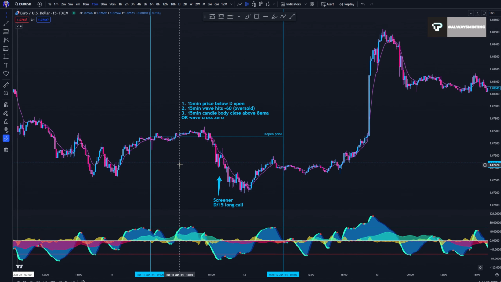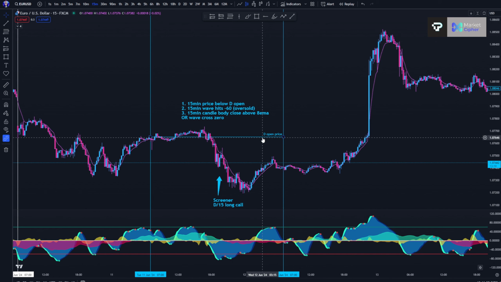I've had a few people asking me lately, what is D open? I'm not really sure what to say about that. The daily open is the daily open. It's pretty self-explanatory if you understand how a candlestick is formed. I didn't really think I needed to go into that in my videos, but the daily open is the daily open price.